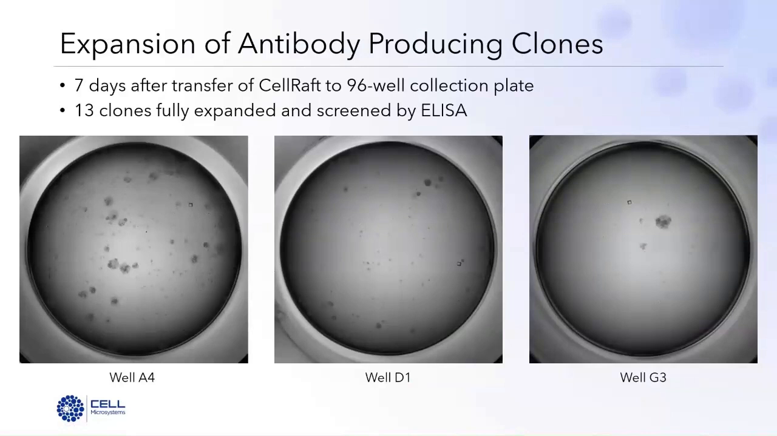This image is only 7 days after the transfer of the raft to a 96-well collection plate. We were able to expand 13 clones that were antibody expressing, and then screen them downstream by ELISA. And I quite like this picture because you can see here that we have 3 different clones from 3 different wells, and they each have radically different growth rates, even though they all started from a single cell.